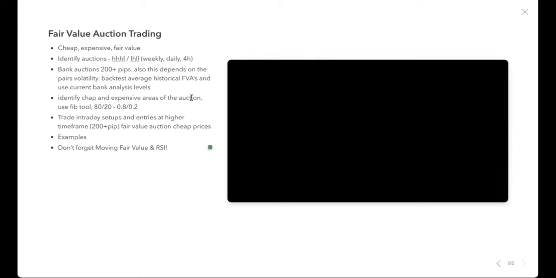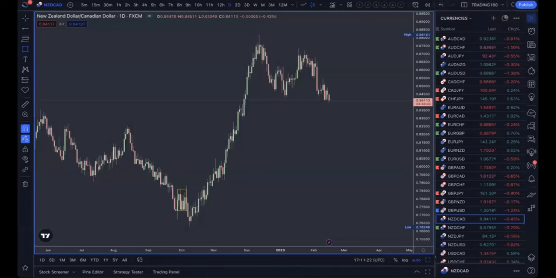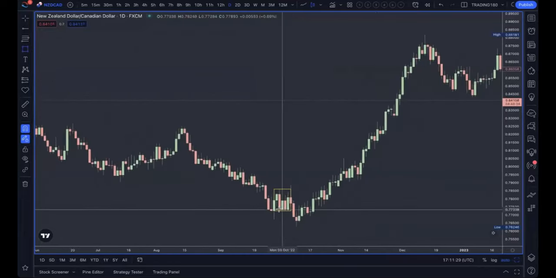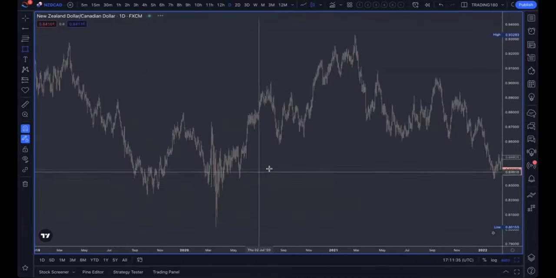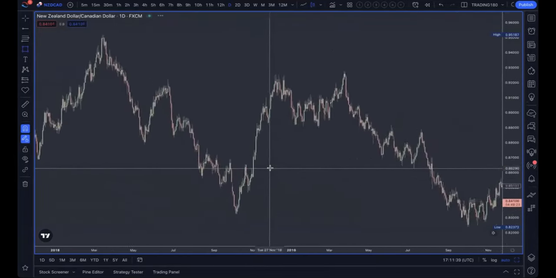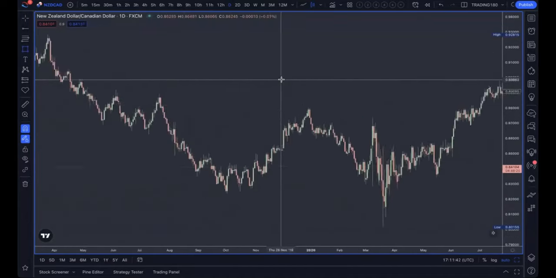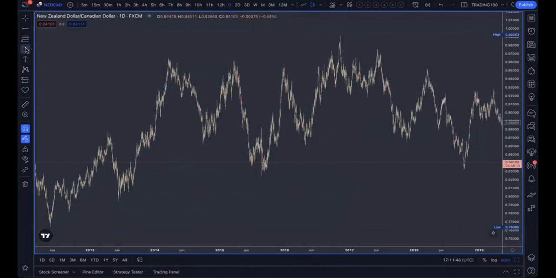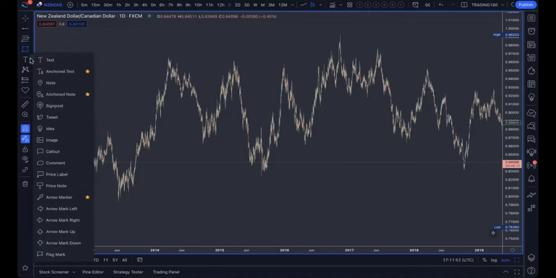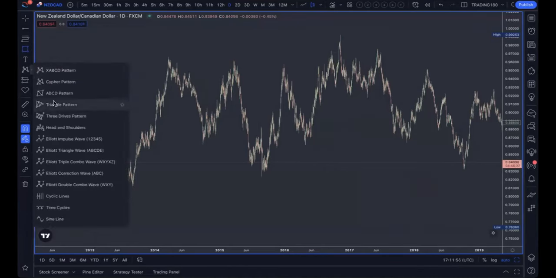And so it's really important to think in terms of auctions. One of the things you want to do to establish the average fair value auction on a currency pair is to backtest. Just go back on a currency pair, any currency pair. We could do this one, I don't know why I'm on a New Zealand CAD. Go back, maybe the last 5 years, and look at, first of all, what the larger, most obvious auctions were.